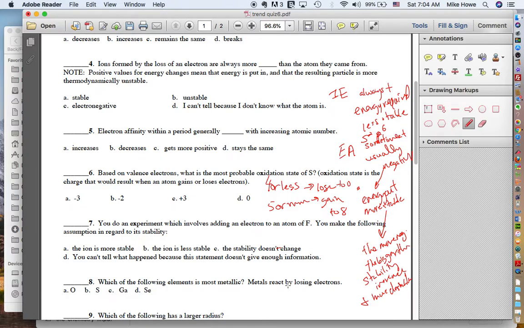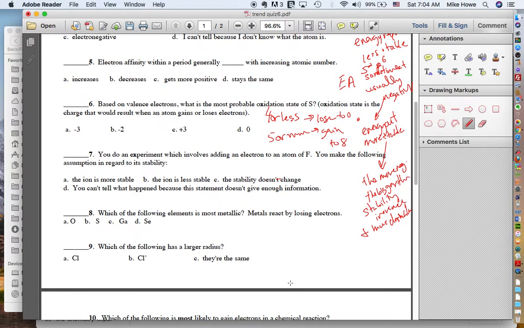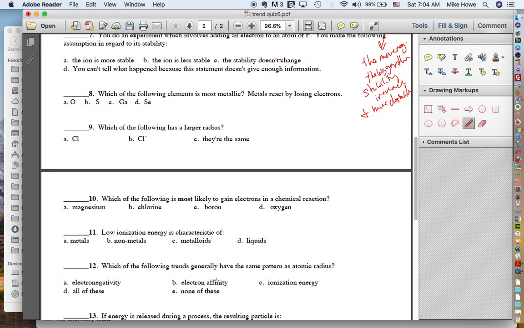All right, this one, number 8, when you get there, which one's going to lose easier? Would that be the biggest one or would that be the smallest one? All right, which one has a larger radius on number 9? Notice that one of them is an ion, so you have to decide if it's a negative ion, did it gain an electron or did it lose an electron? All right, number 10, which is the most likely to gain electrons in a chemical reaction? Would that be the big one or the small one?